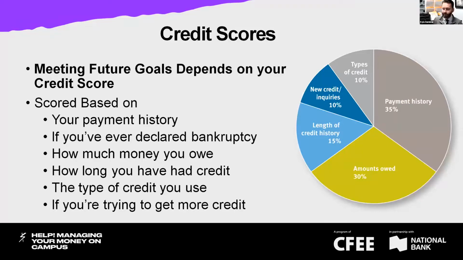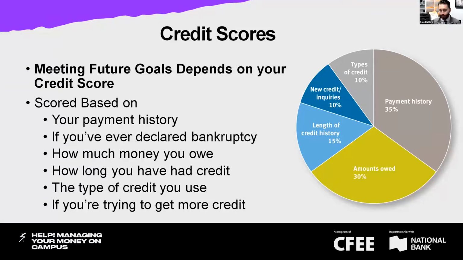So meeting future goals depends on your credit score. The two most important things that go into your credit score are payment history. So do you pay all your bills on time? That's your cell phone, your Netflix, your hydro, your water, etc. The other aspect is your credit utilization. So the amount of debt outstanding to total credit available.